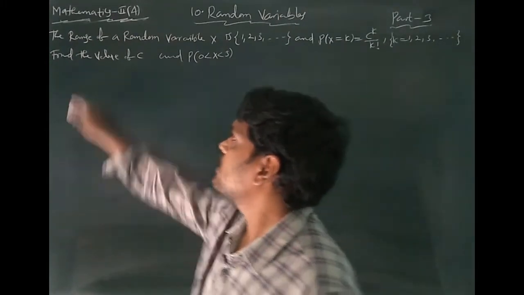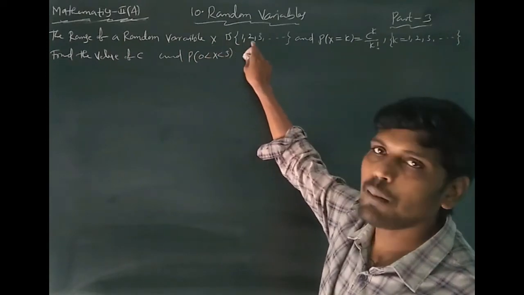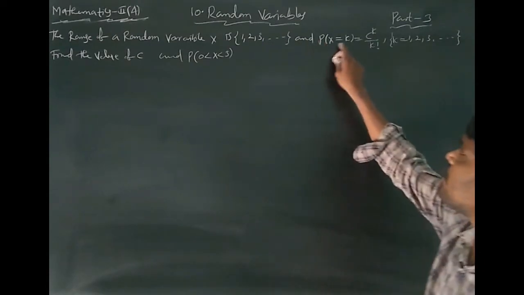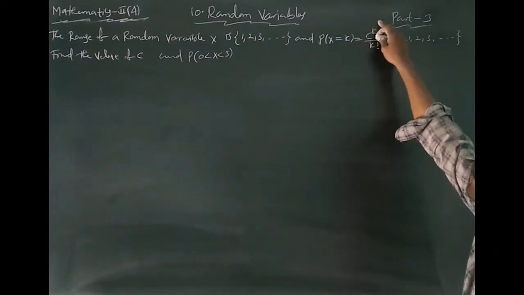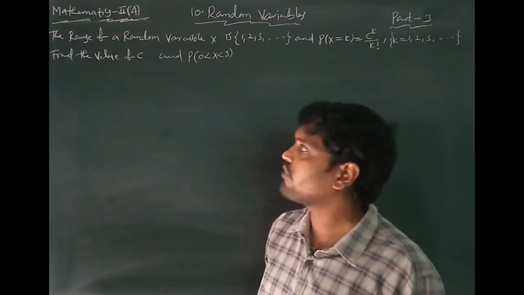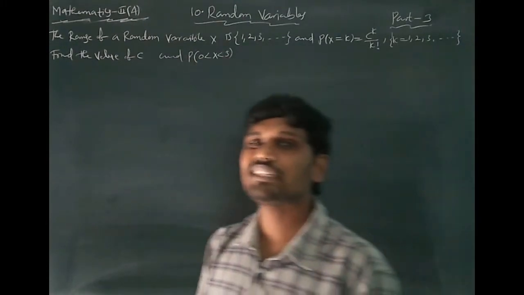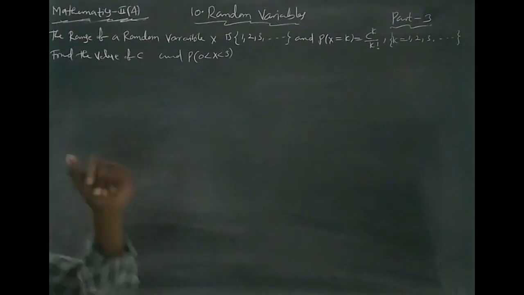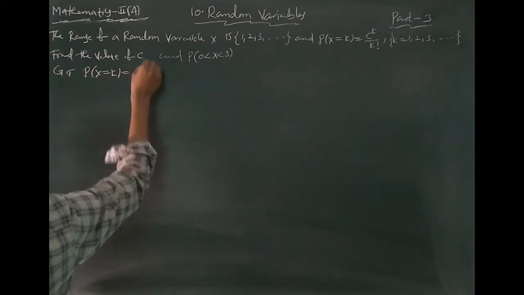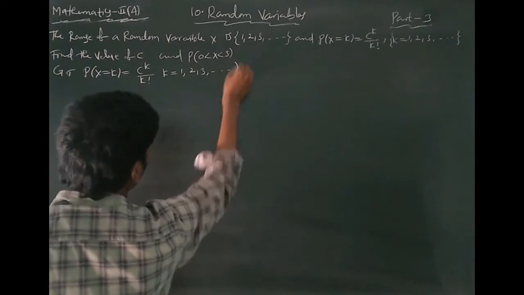What is that problem? The range of a random variable capital X is 1, 2, 3 and so on infinitely, and P of x equal to k is given as c power k by k factorial, where k is also 1, 2, 3 and so on. Find the value of c and P of 0 less than x less than 3. See students, what is given in the question? Given P of x equal to k is c power k by k factorial for k equal to 1, 2, 3 and so on.